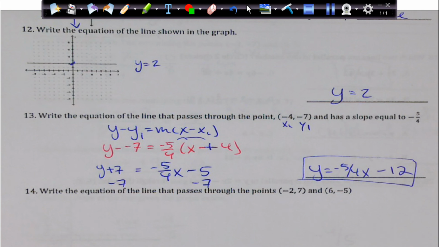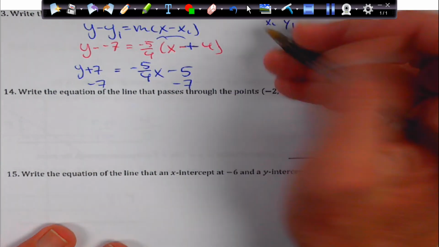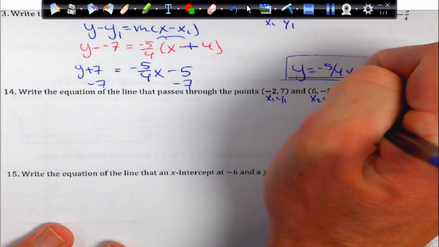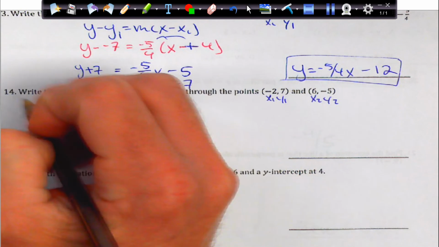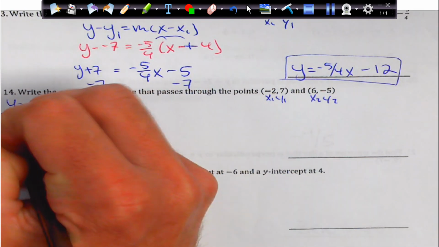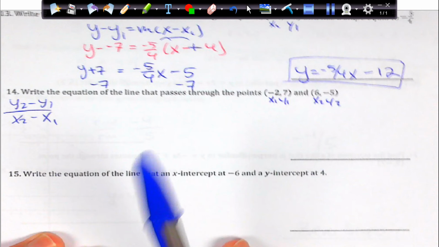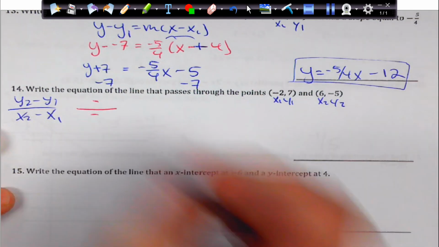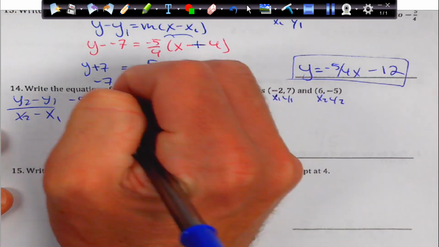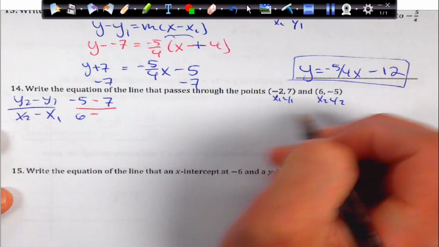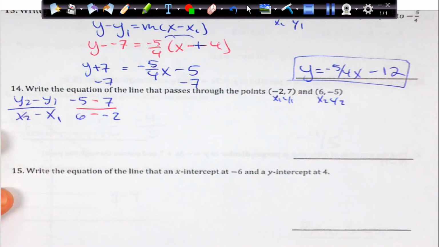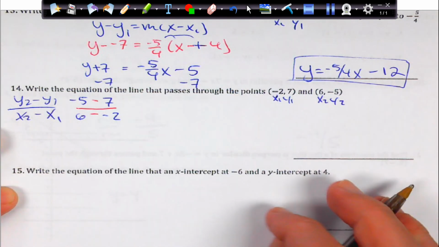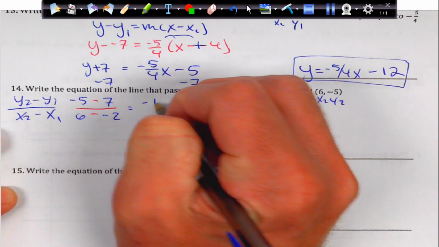And now we do it again. x1, y1, x2, y2. Okay, we have to find the slope first. We're going to use slope formula first. I'm going to write it again so I don't forget. And let's plug it in again. The negatives built in. So I'm going to get negative 5, 7, 6, negative 2. Okay, so negative 5 minus 7 is going to give us a negative 12.